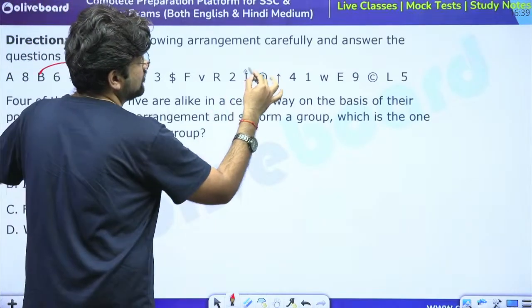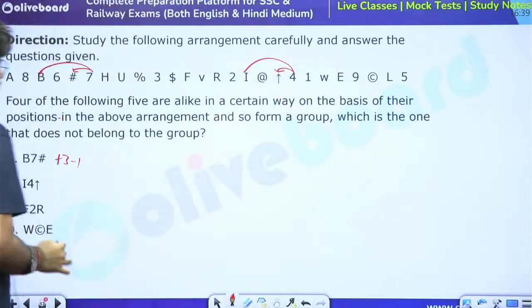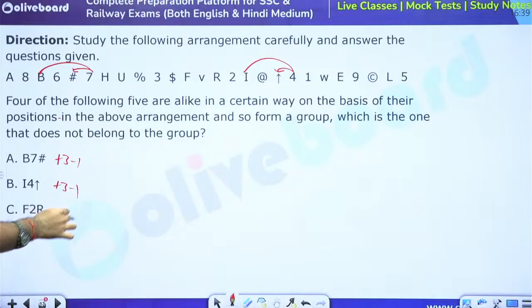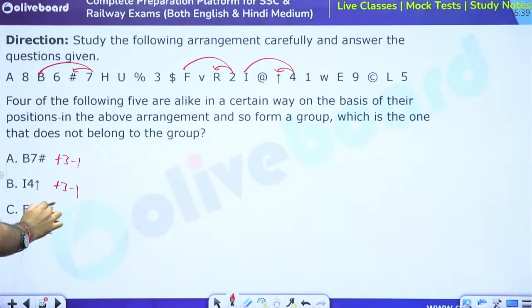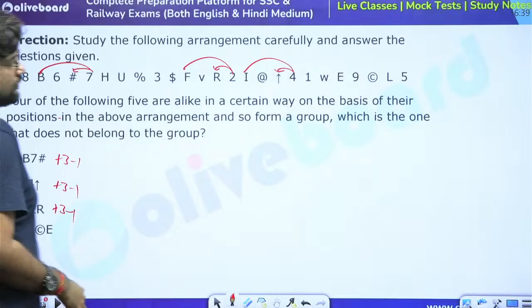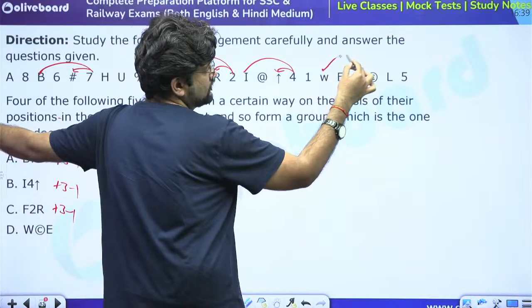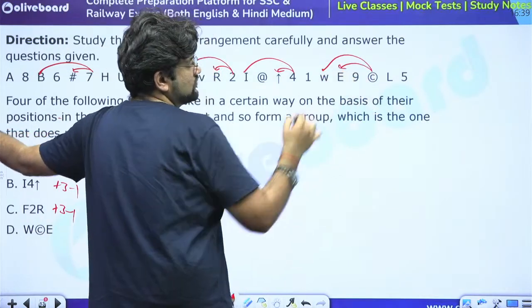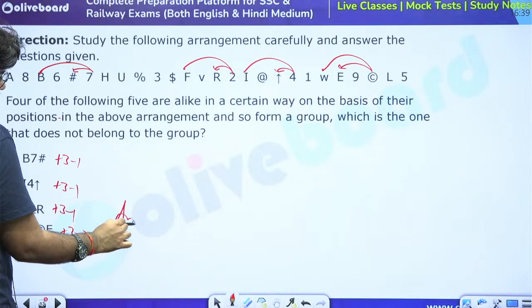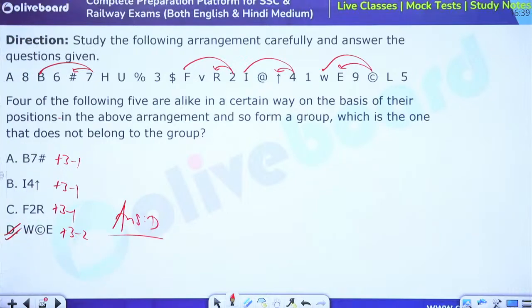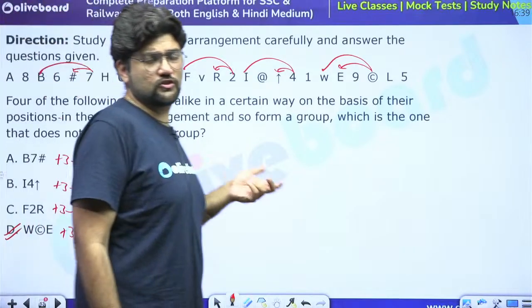I4 arrow. So I plus 3, 4 minus 1, arrow. Okay, again plus 3 minus 1. F2 R. F plus 3, 2 minus 1, R. W copyright E. So W copyright is plus 3, but E is minus 2 this time. So this is plus 3 minus 2. So this is the odd one out. Then, sir, what is the issue? Why give this question? This is not difficult at all.